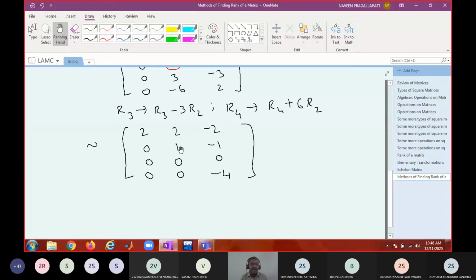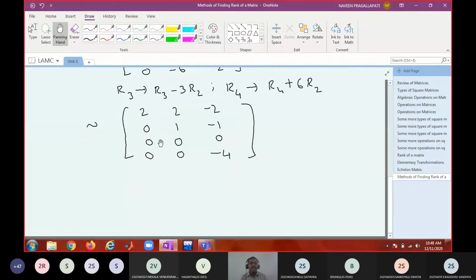Now, did we make all the entries under the second pivot 0? Yes, sir. This is the second pivot, and under that we made all the entries 0. Is it fine? Okay. Now leave the second row and come to the third row.